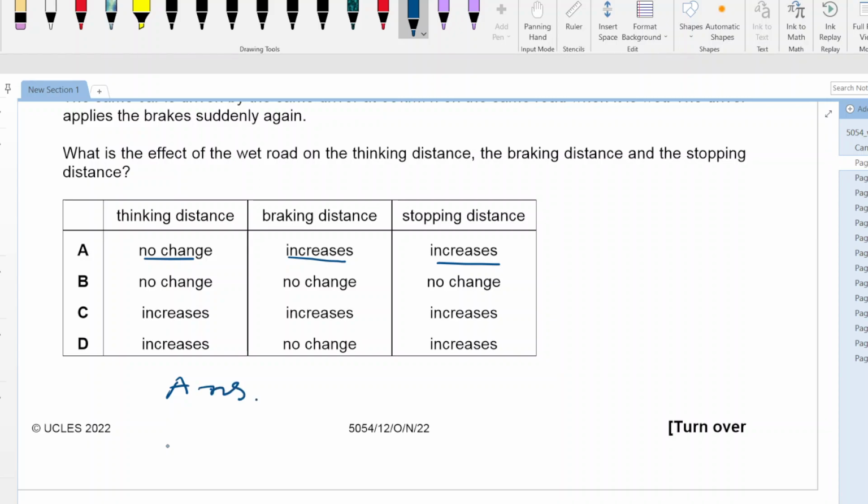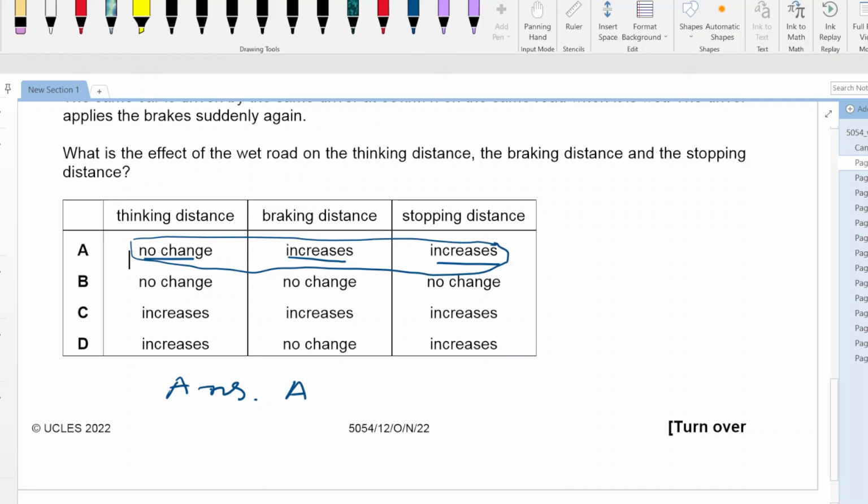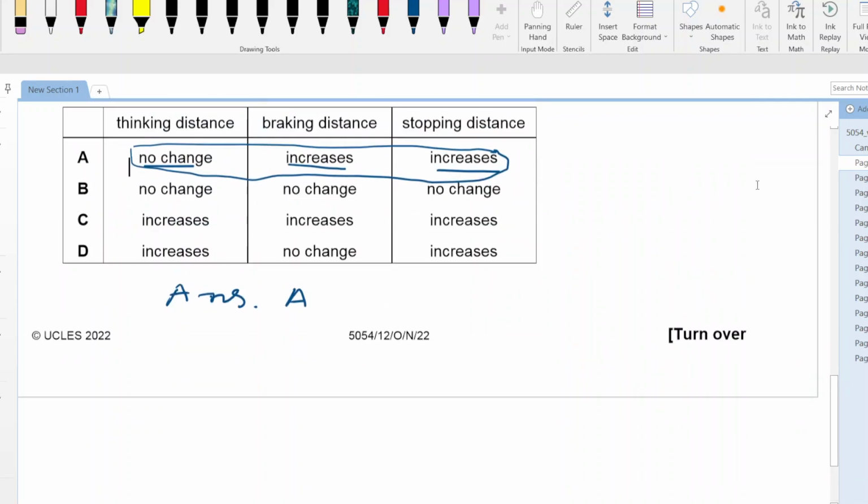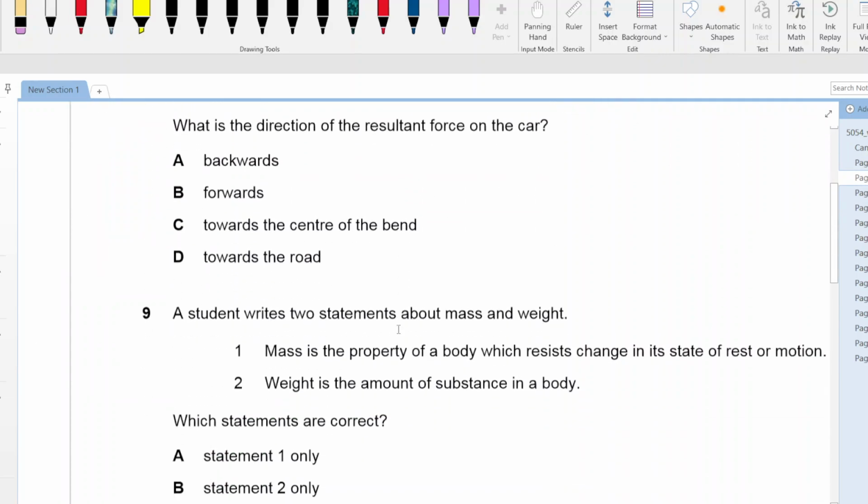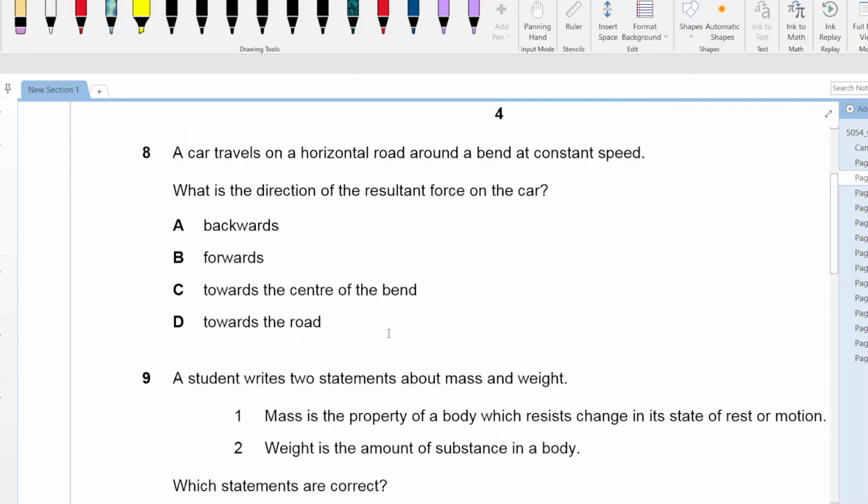Answer A. And this, and I just write the letters representing the answer, and that's all. Now I am at question 8.